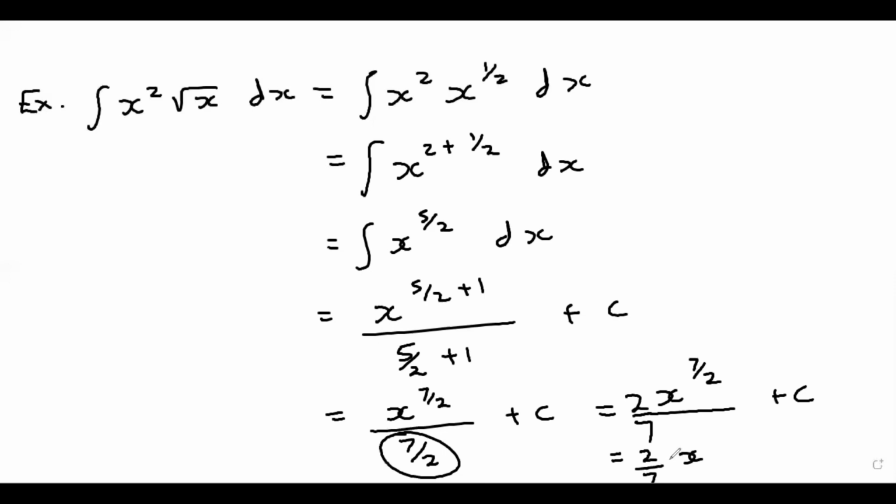x to the root, just like that, plus c. Because 7 over 2 as a power is the same thing as saying x to the 7.